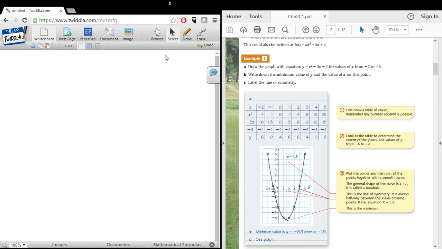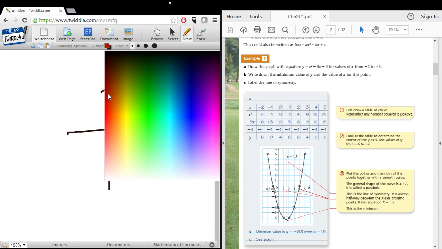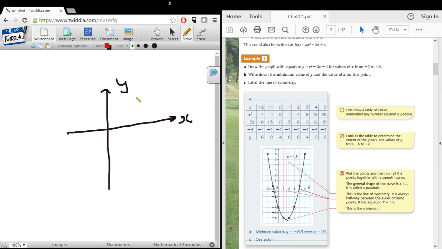It's very important with any graph that you know what the axes are. So this is a 2D graph. That should be a horizontal line, sorry about that. And this is the x-axis and this is the y-axis. Now all you need to appreciate is that labeling the axes is very, very important, because from my understanding you can sometimes be deducted marks if you do not correctly label the axes.